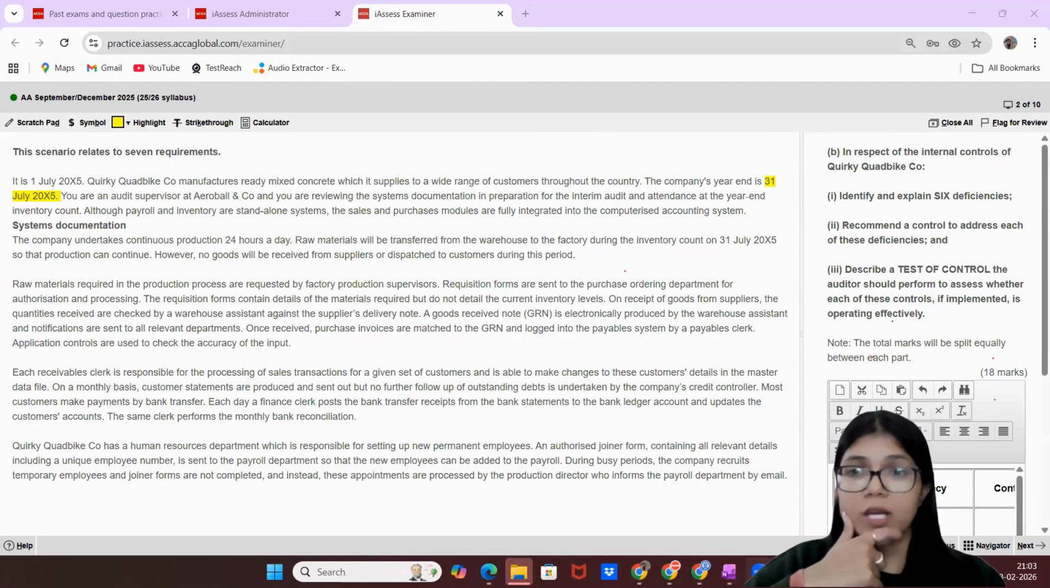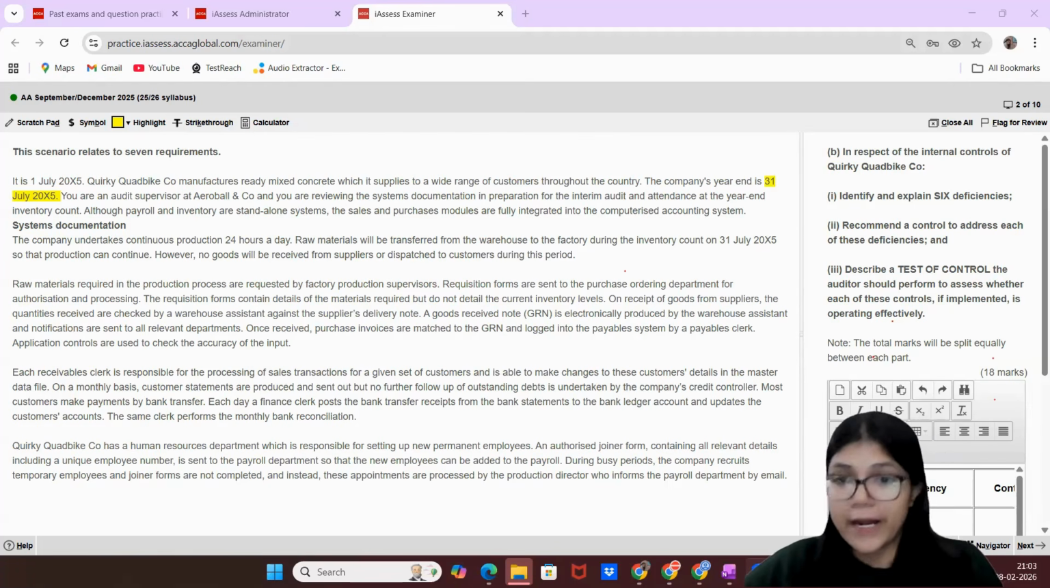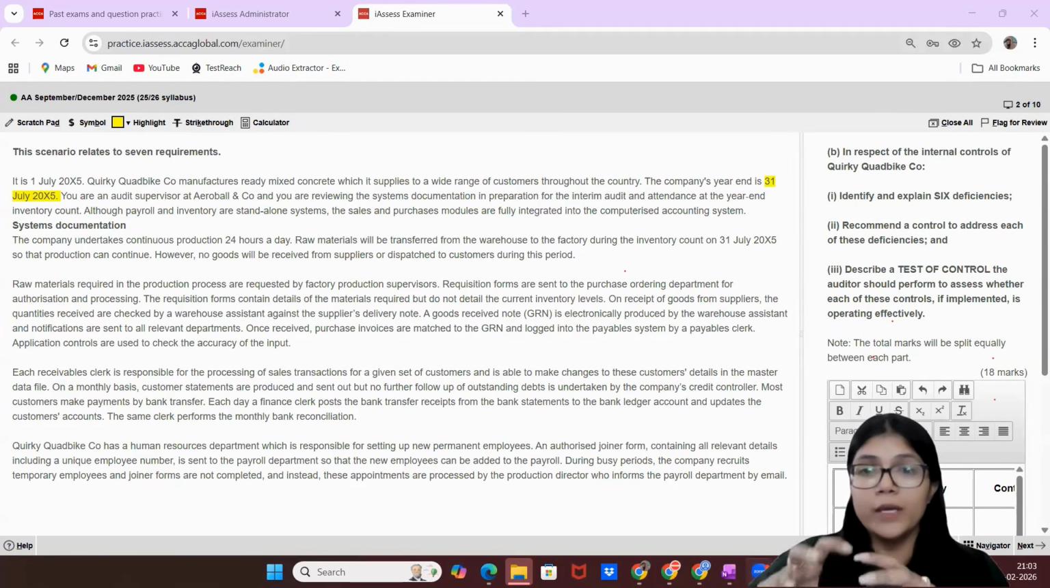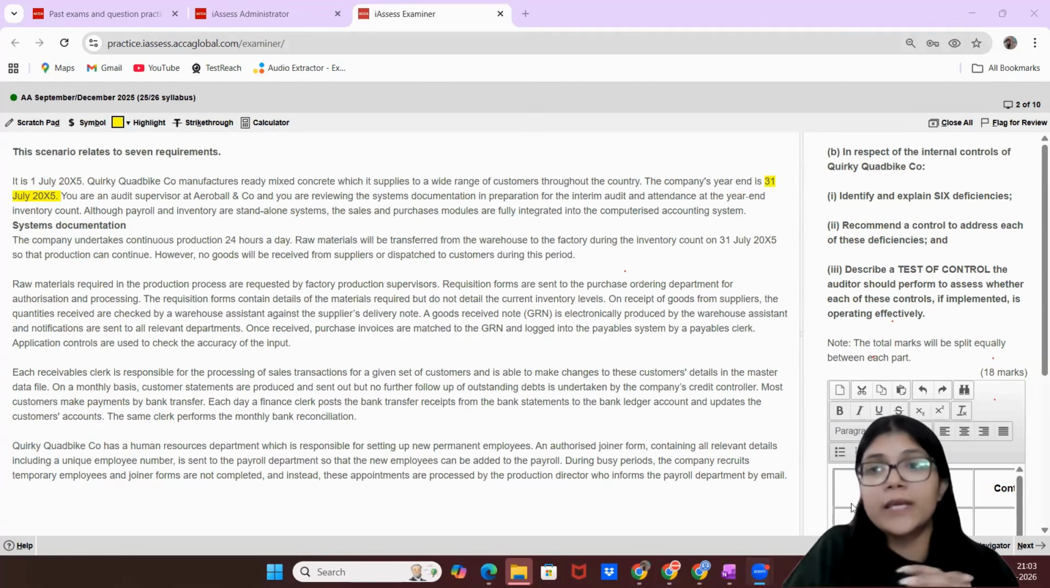Shreya is correct. Shreya has given us a valid point. She is saying raw materials should be set aside so that double counting can be avoided. So whatever raw materials you require at the year end, which is 31st of July 2025, those should be collected and kept aside, so that we are not touching that.